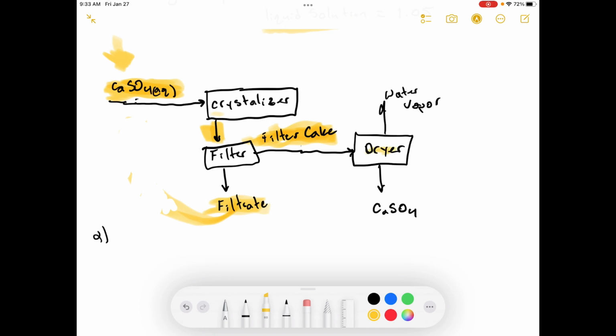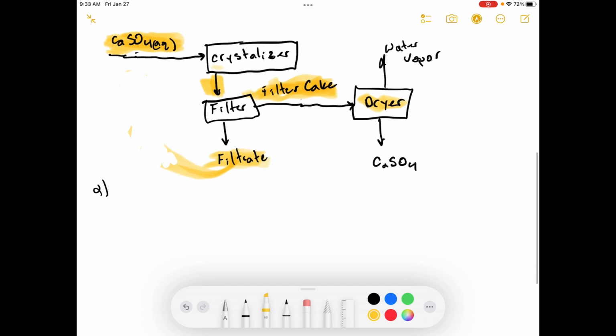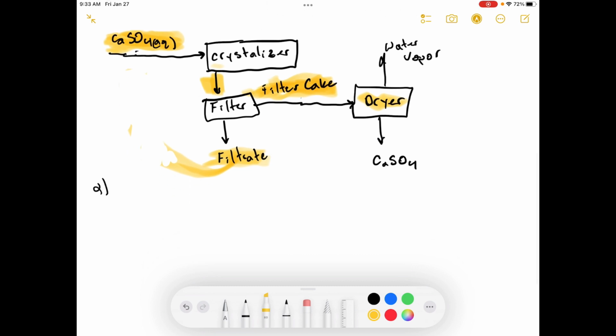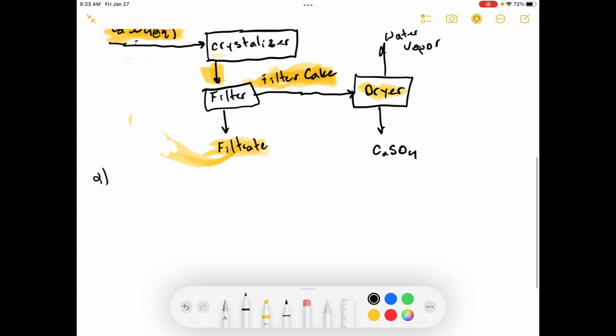Then it gets sent to the dryer, and obviously that's pretty self-explanatory. The dryer gives water vapor and solid. So you just remove the hydrate particle and whatever else is in there. They said there was like 5% solution in the filter cake, so it also removes all that.